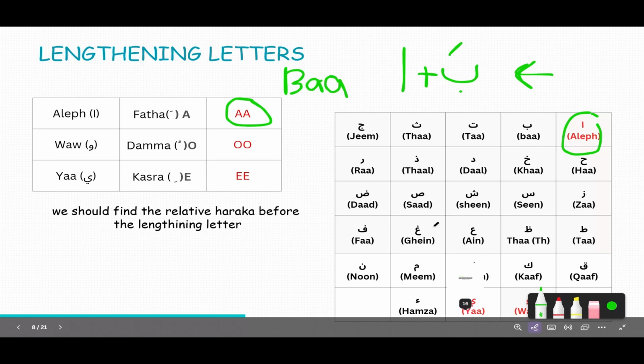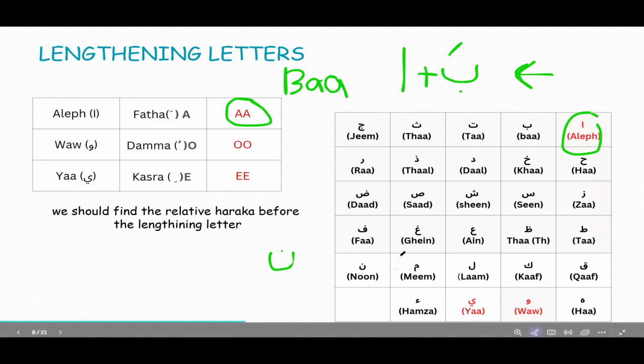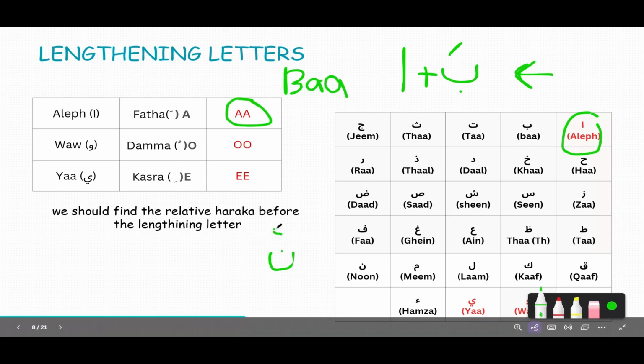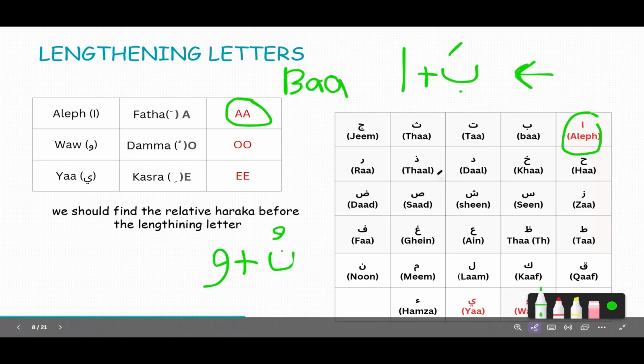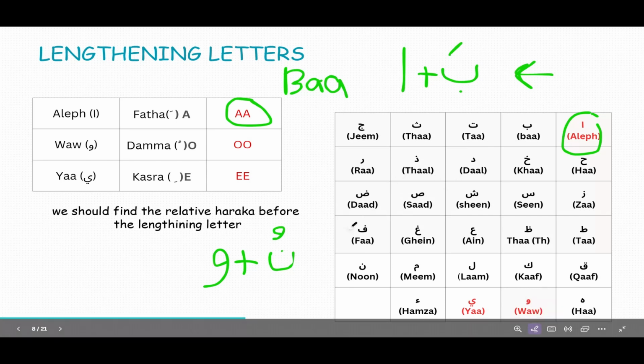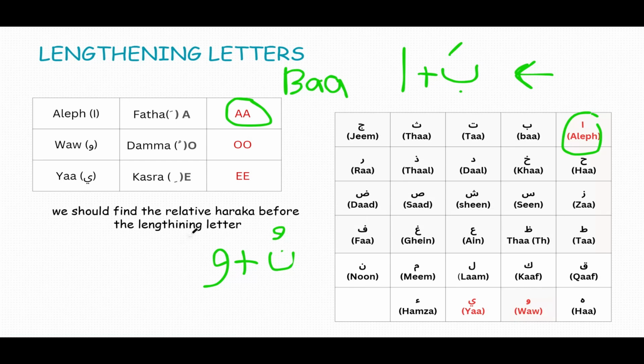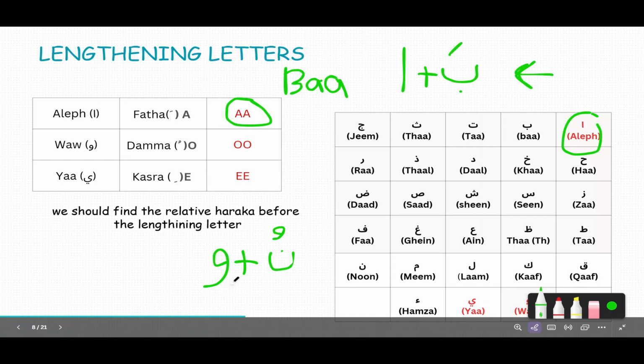The second case, they work like lengthening letters. How is this? If you see, for example, noon, there is dhamma on noon. And then you find waw. Waw and dhamma have the same shape exactly, but dhamma is smaller, very much smaller. Noon plus dhamma is nu, just nu. Then you find waw.